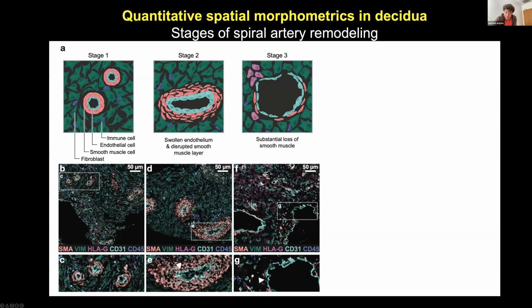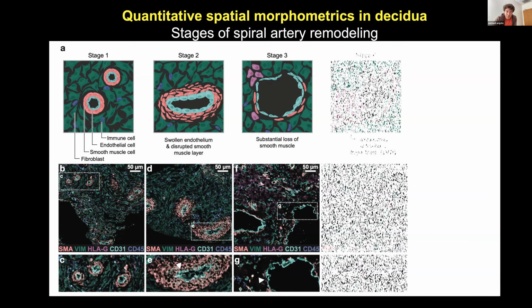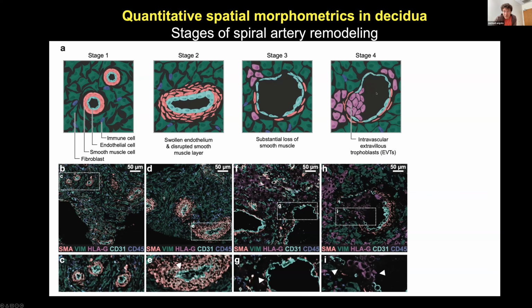Smooth muscles have also been lost more, and we see this continuous thinning out of the endothelium. By stage 4, this is where things really start to get crazy. The EVTs invade the artery. Many times you find these whole plugs where they've occluded the artery completely, and those can stay for several weeks until around 20 weeks gestation.